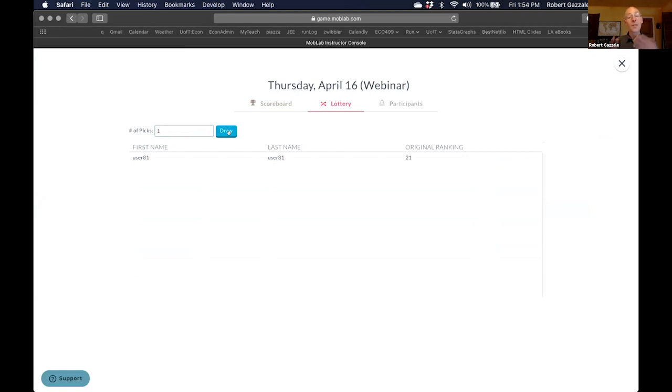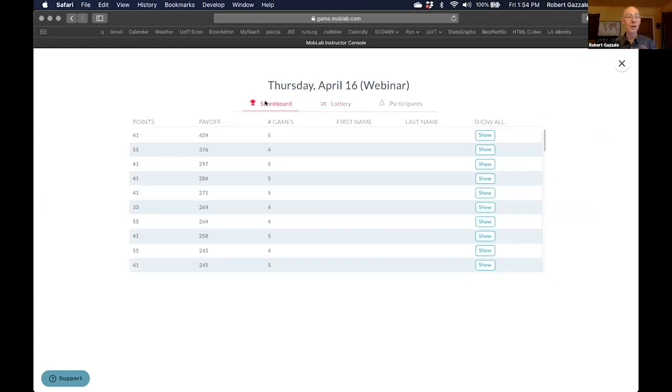Excellent. The next thing that we can do is look at who might have done particularly well in this game. Here we see the payoffs for all the players listed, and there was one player whose payoff was 429. Let's see who that person was. Ooh, user number 7. So user number 7 scored more points during this session than any other user. Let's hear it for user number 7.